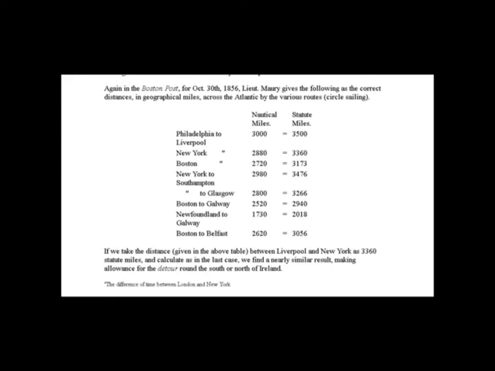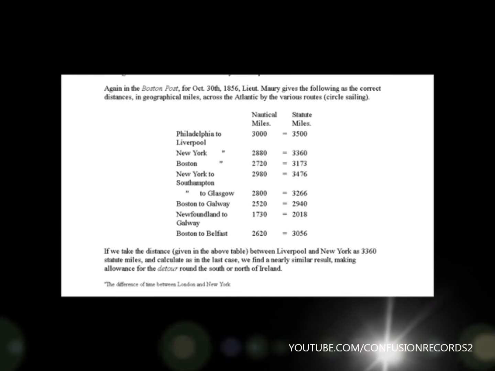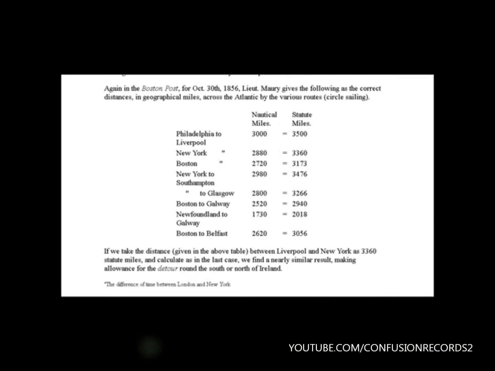1,173 statute miles. New York to Southampton, 2,980 nautical miles, 3,476 statute miles. Southampton to Glasgow, 2,800 nautical miles, 3,266 statute miles. Boston to Galway, 2,520 nautical miles, 2,940 statute miles. Newfoundland to Galway, 1,730 nautical miles, 2,018 statute miles. Boston to Belfast, 2,620 nautical miles, 3,056 statute miles.